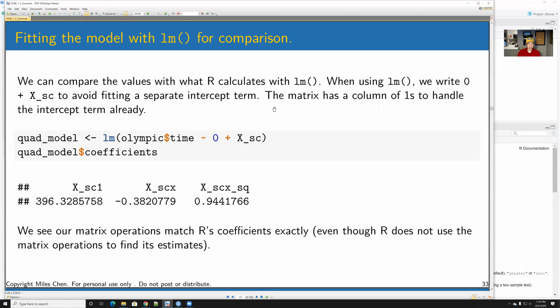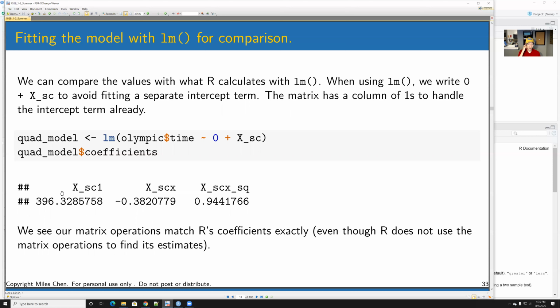And anyway, when you fit LM here, I do a 0 plus here because by default, R will try to fit an intercept term, but in my X matrix, I already have a column representing the intercept. So we don't need to fit a separate intercept term, so we put in 0 plus. This is the notation for saying don't fit an additional intercept, and the intercept is taken care of here. All right.